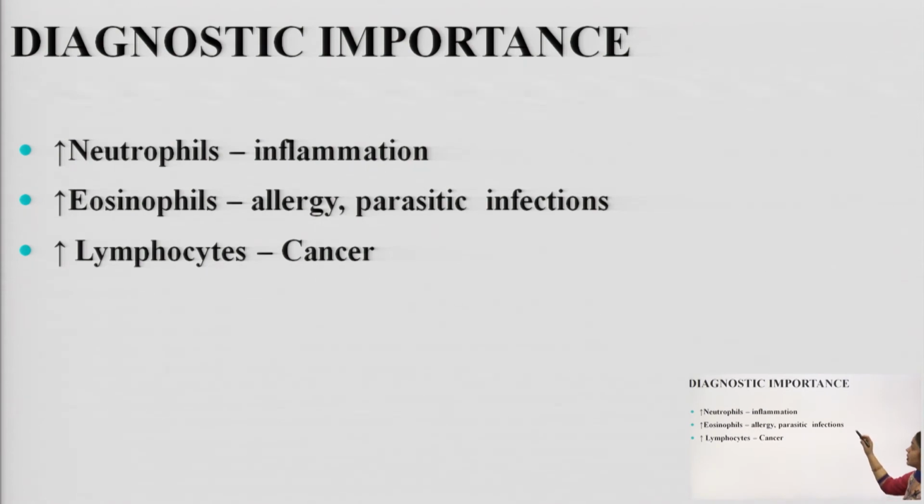Now here is some diagnostic importance in short. If there is an increase in neutrophils, you can say inflammation is there. But if there is an increase in eosinophils, then allergy or parasitic infections may be there. And if there is an increase in lymphocytes, then you can say cancer may be there.